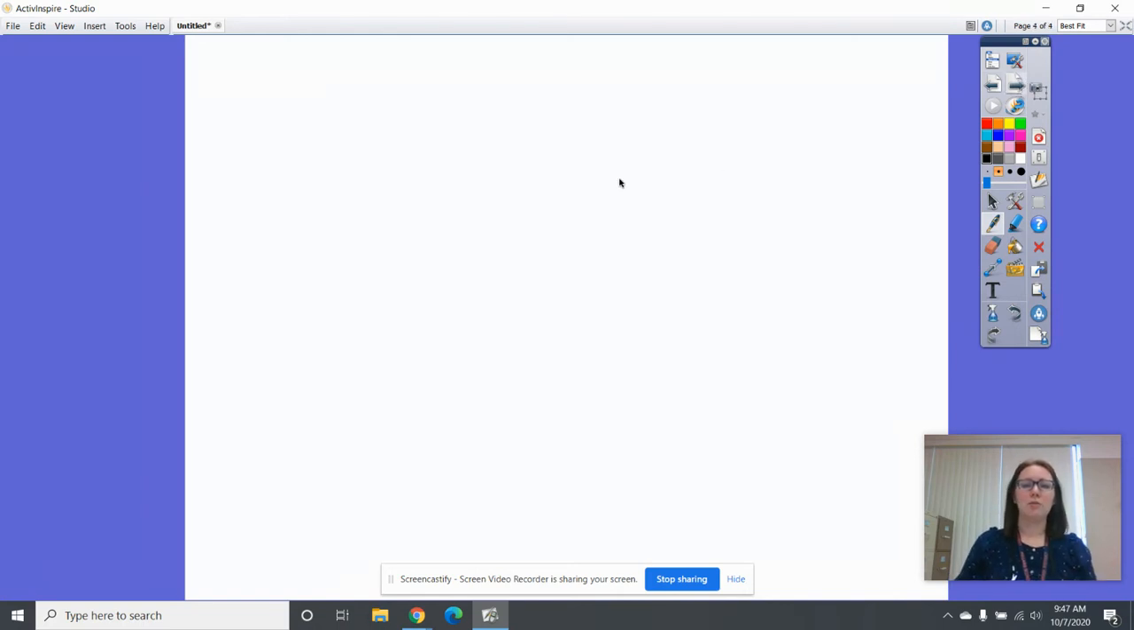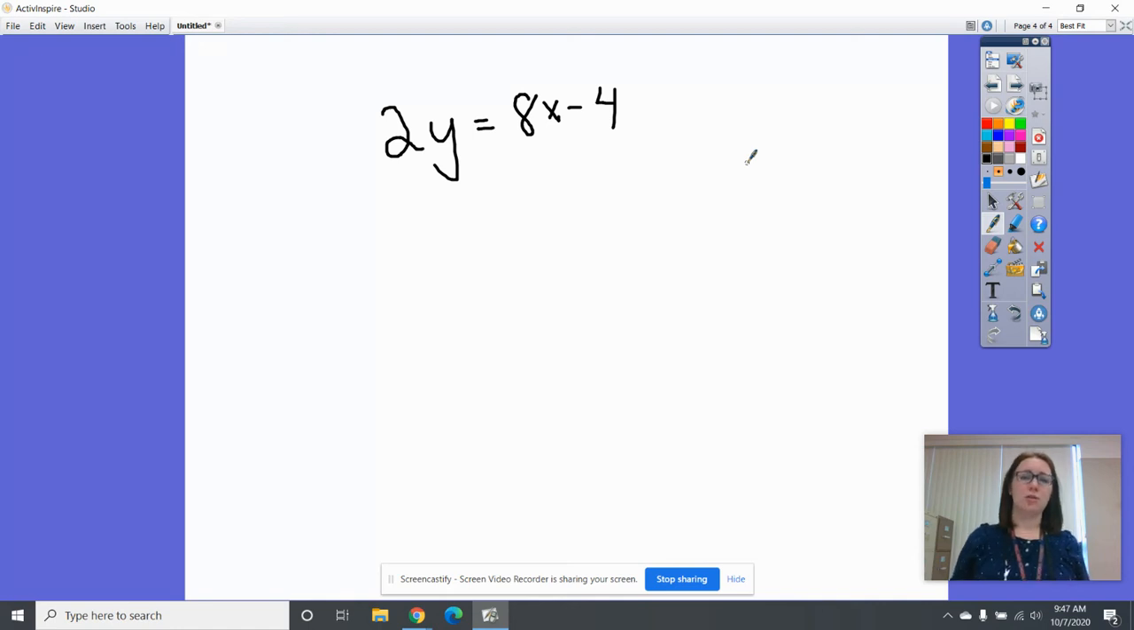But what if we're given an equation that doesn't look like y equals mx plus b? So for example, what if I have something like 2y equals 8x minus 4? This is not slope-intercept form because y is not by itself. So what we have to do is we have to get y by itself. We have to solve for y.